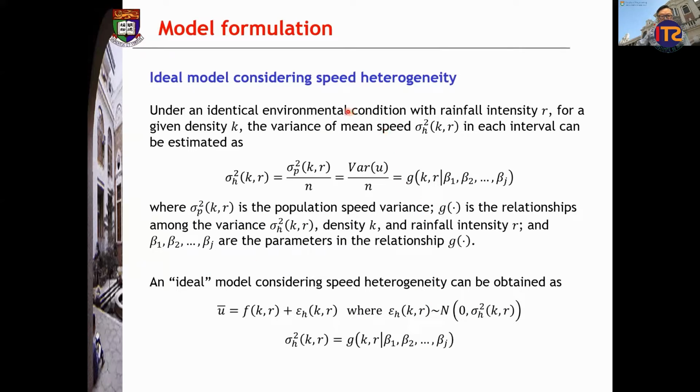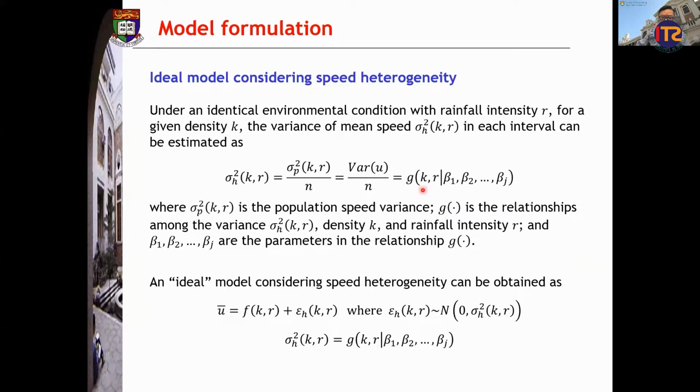Okay, first, let's look at this speed heterogeneity effect. This is the variance, but we know the mean speed variance is equal to the population variance divided by the sample size. The sample size is known because from the data collection process, on top of the individual speed, you also capture the number in the sample. So we would be able to use the sample data to estimate the population variance and then divide it by the sample size, and that is the expected variation of the speed under the speed heterogeneity conditions. So what I do here is try to establish this variance as a function of density and rainfall intensity.